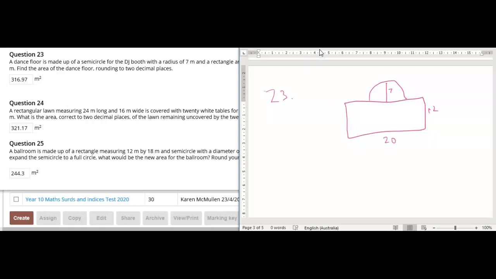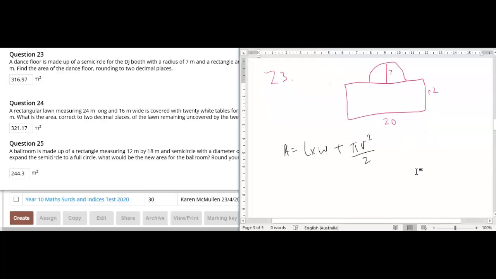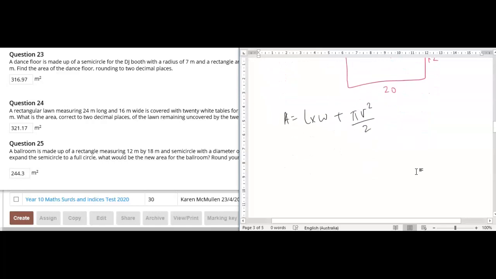Okay. So we've got the area of the rectangle is length times width, and the area of your semicircle, so remember the area of a circle is pi r squared, and we just want half, so I'm going to divide it by 2. All right, so plug everything in. So we've got 12 times 20, it doesn't matter what order you put them in, plus pi times 7 squared over 2. So I'm just going to put that into my calculator.